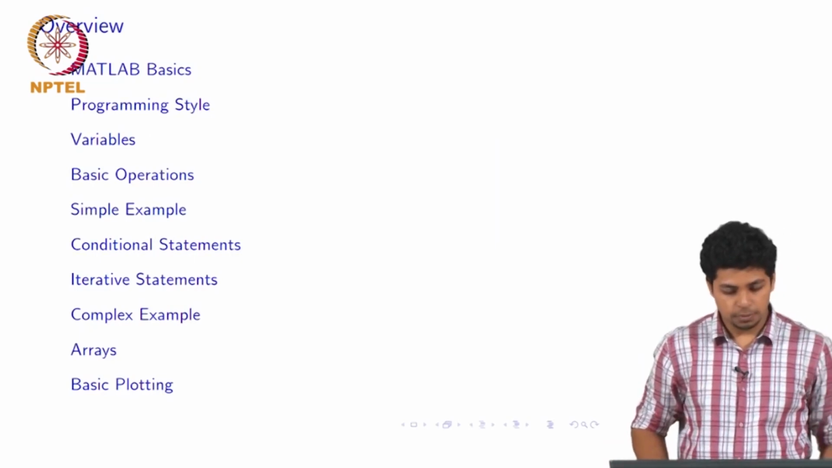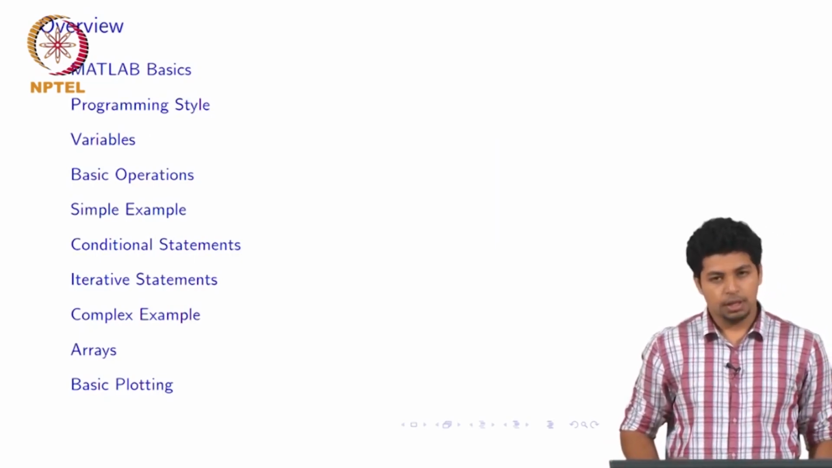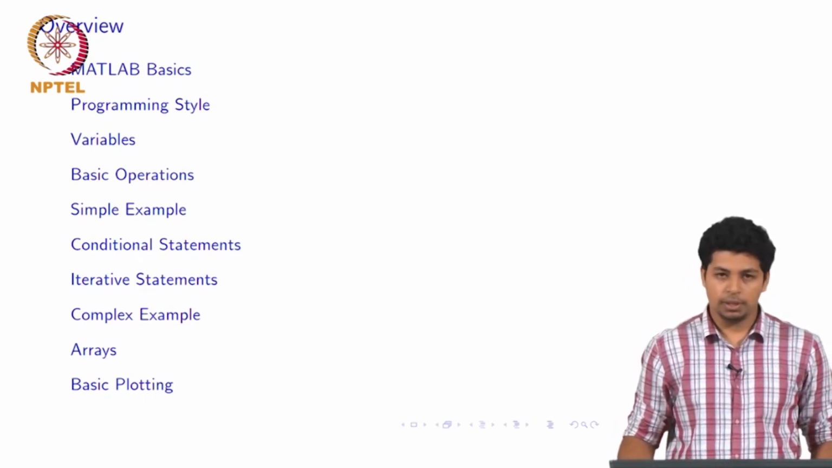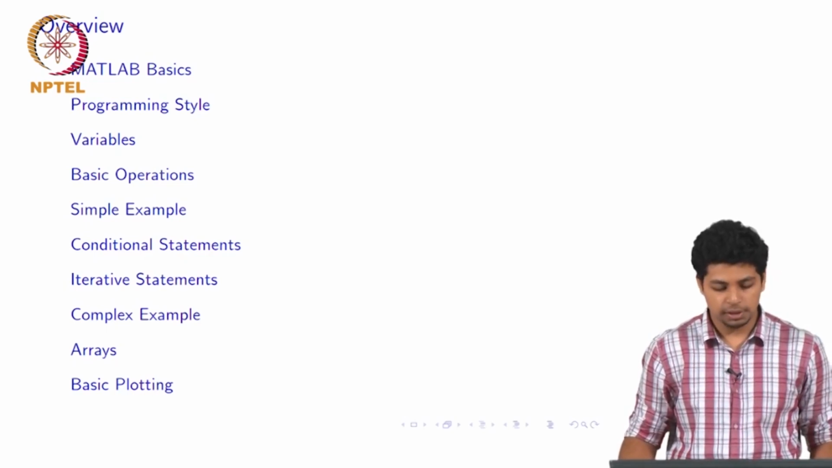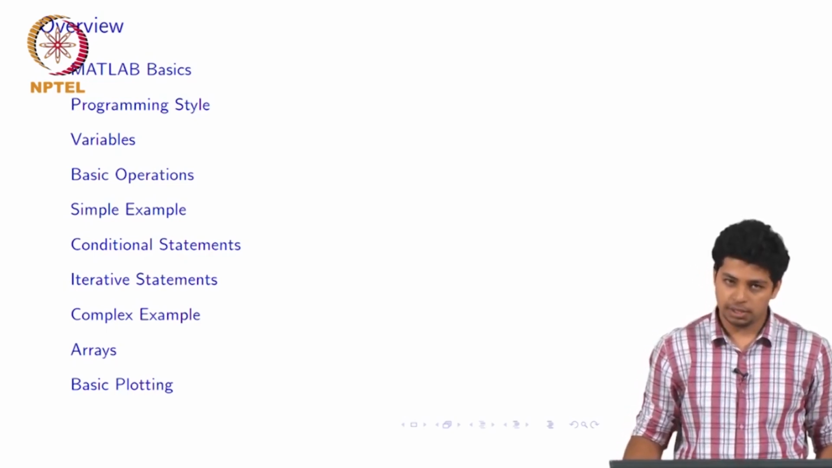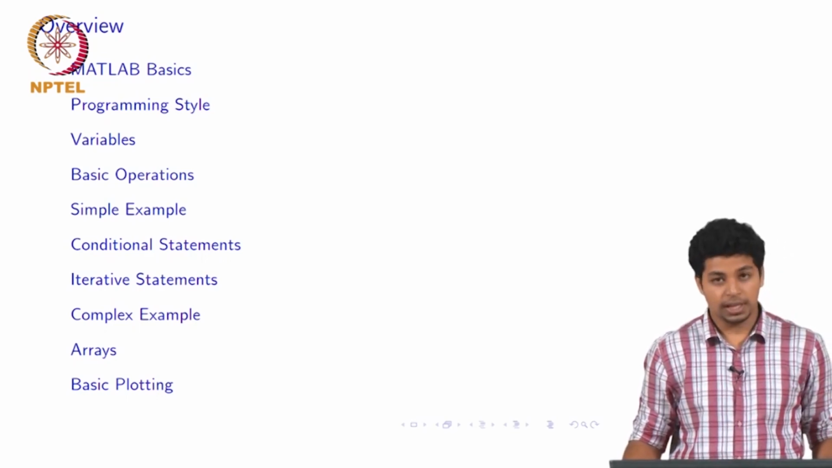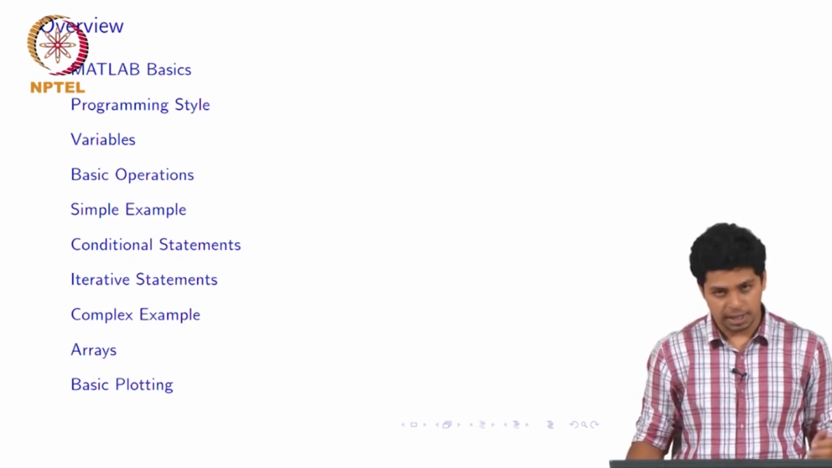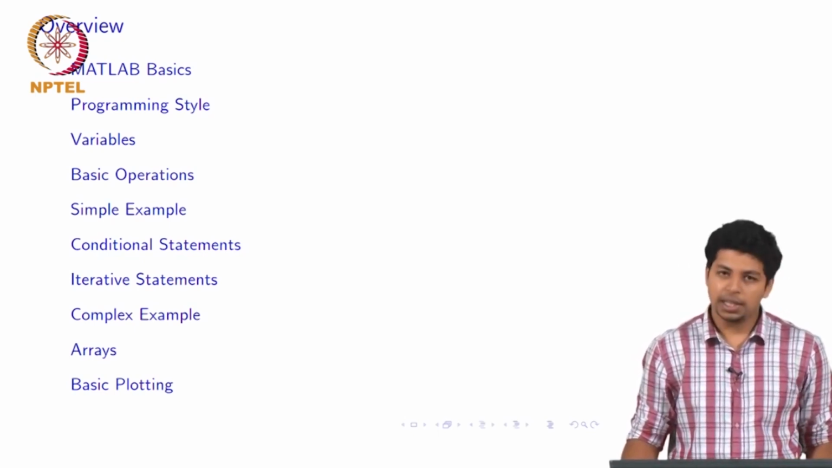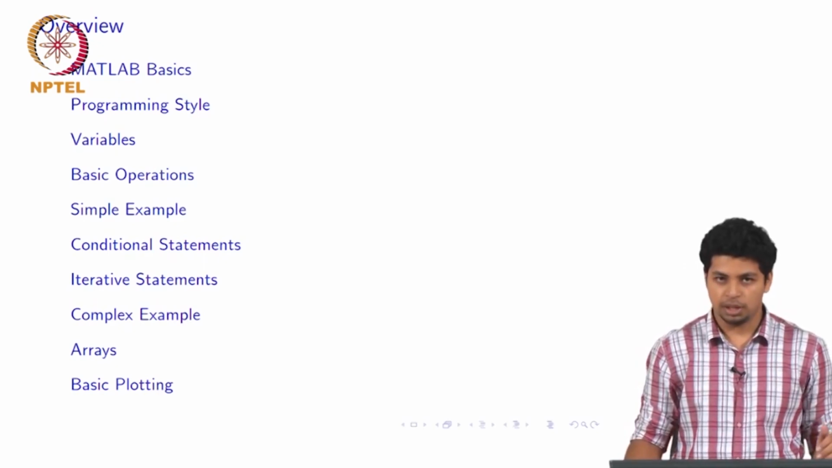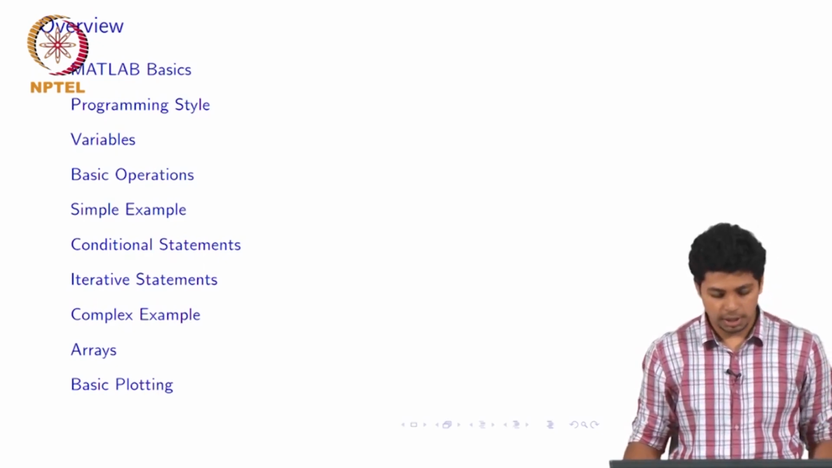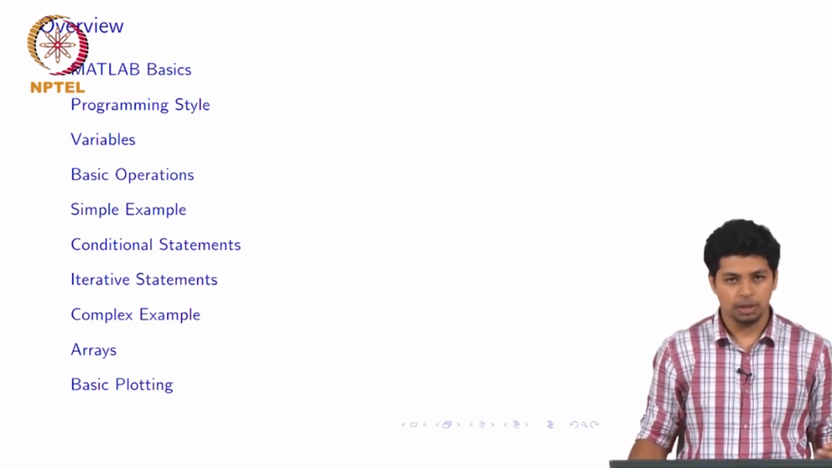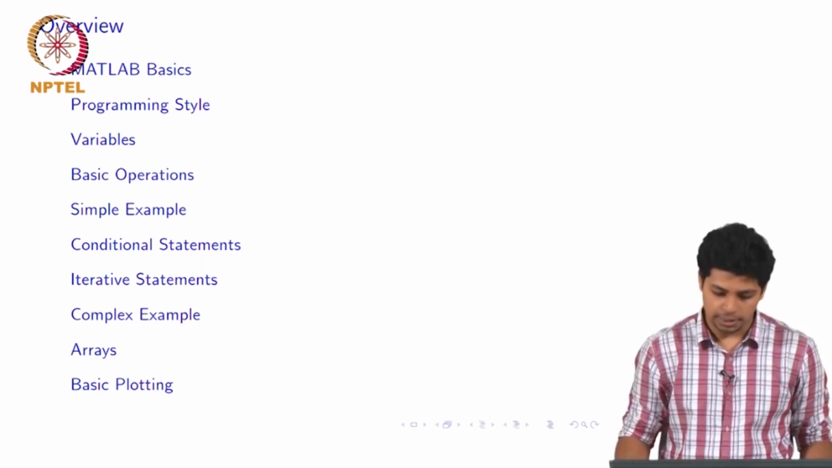This is the brief overview. We'll go through the basics once, then I'll tell you a bit about the programming style in Matlab, how you are supposed to write codes. Then we'll go through variables, how Matlab interprets variables. Then we'll go through some basic operations that will be mostly used in our codes. Then we'll take a simple example using those basic operations. Then we'll go towards conditional statements and iterative statements. And then we'll take a little bit complicated example just to give you a sense of how to use these statements. And then we'll go towards a little bit advanced concepts like arrays, and then I'll tell you a bit about basic plotting of functions and data. Let's get into it.